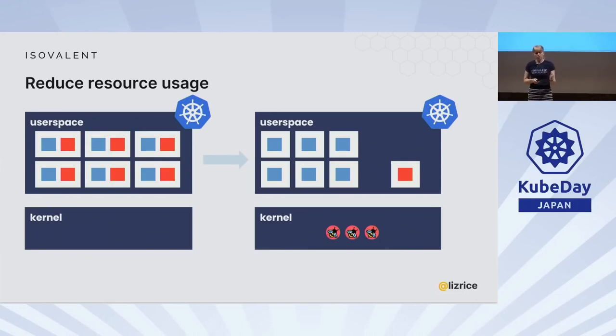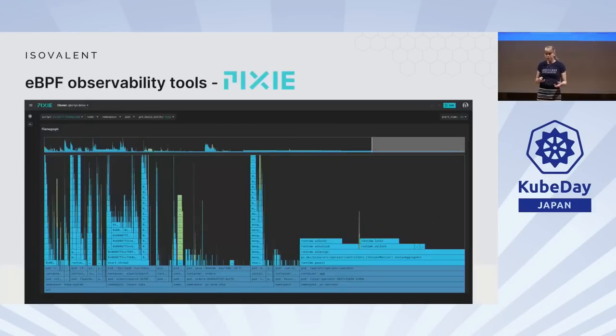So lots of tools have already been written that take advantage of eBPF and its power. Let's look at a couple of examples from the CNCF landscape. The first I'll mention is Pixie. This uses eBPF to collect metrics, all sorts of different metrics, from all the nodes in your cluster, brings them together, and presents them in various graphical ways. This is just one example of the kind of information you can get with Pixie. It's a flame graph showing CPU usage across an entire cluster.